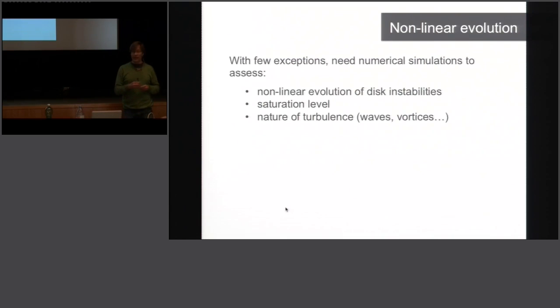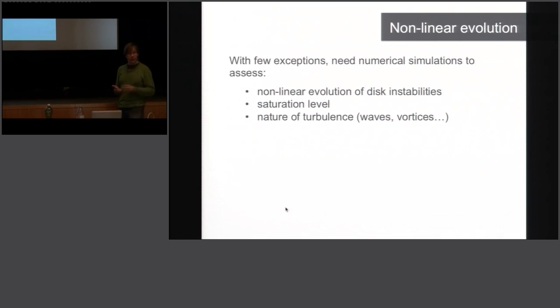What happens in the nonlinear state? With just a few exceptions, really one exception I'm going to mention, we can't say very much analytically about the nonlinear evolution. We need numerical simulations to try to give us an idea of what these instabilities do. And the things we're interested in are, first of all, how do those instabilities evolve? In the linear phase, they're just growing exponentially. Clearly, they don't continue growing exponentially. Eventually, they have to saturate at some level. What is that saturation level?